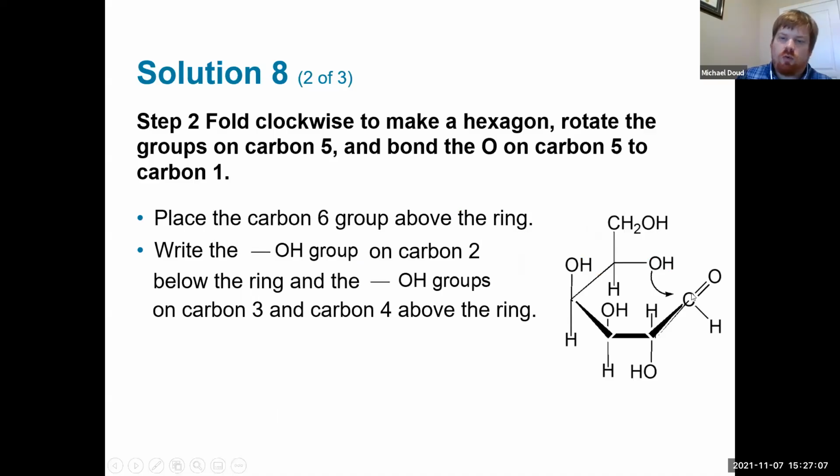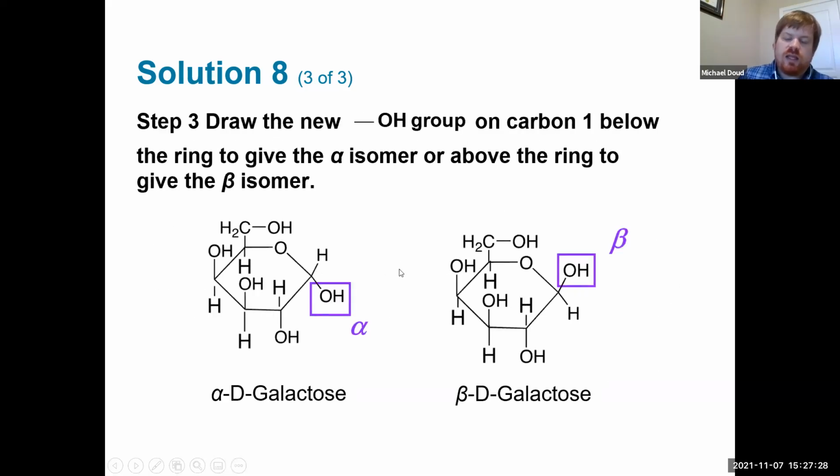Okay, and now we're going to fold it forward. Remember, carbon 2 comes forward. Carbon 3 stays in the same plane. Carbon 4 goes back to the original plane. Carbon 5 goes back, and then we rotate it. Carbon 6 is pointed up now. And the hydroxyl group off of carbon 5 is now going to form an oxygen-carbon bond to our original aldehyde over here. And what ends up happening is if that hydroxyl group points up, that's the beta form, beta D-galactose. If it points down, that's the alpha form, alpha D-galactose. So these are the two different cyclic forms that can be drawn from D-galactose.